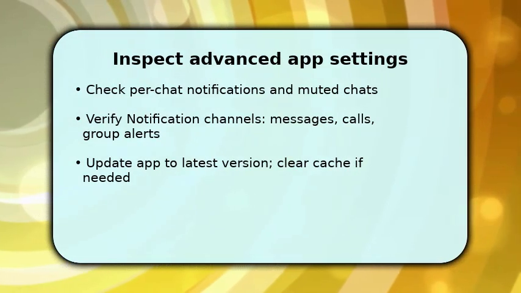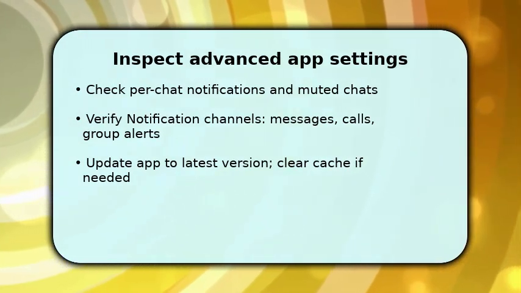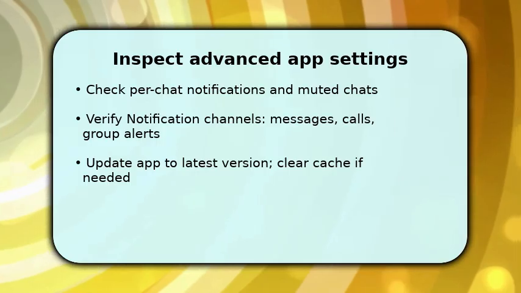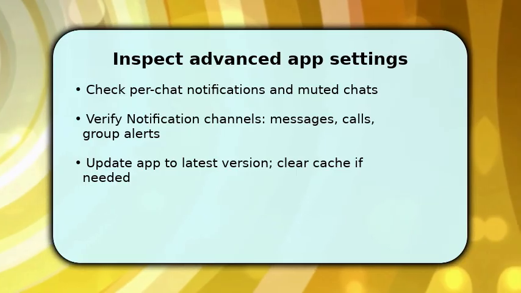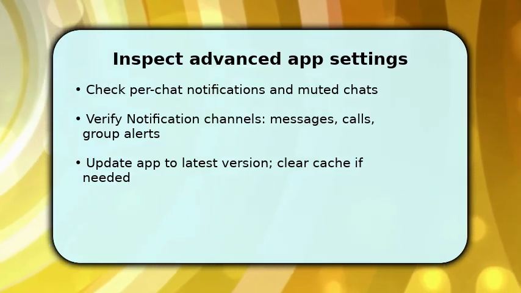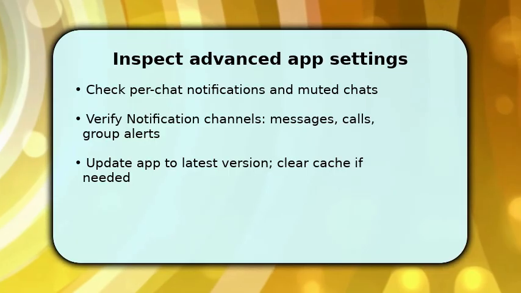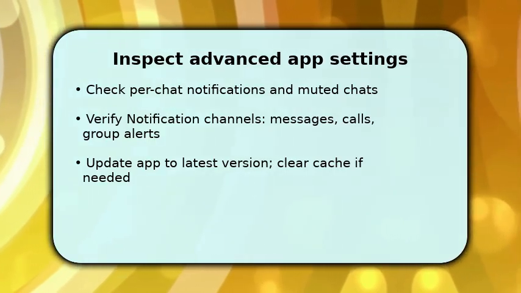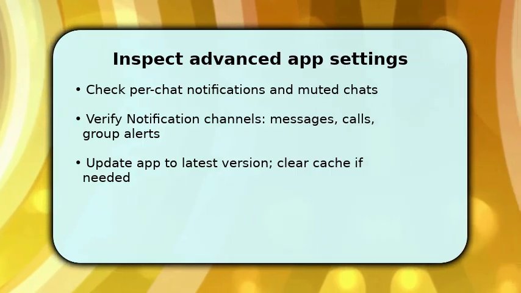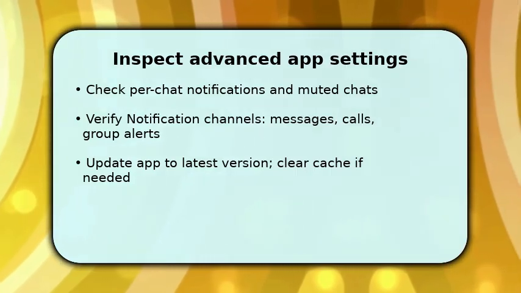Next, you'll dig into Viber-specific controls to catch hidden blocks. Open any chat and confirm it's not muted. Unmute chats that shouldn't be silent. Then go to Viber right arrow Notifications, right arrow notification types, and ensure message, group, and call channels are active with sounds and banners set. If you're on Android, verify each channel's system-level permission.